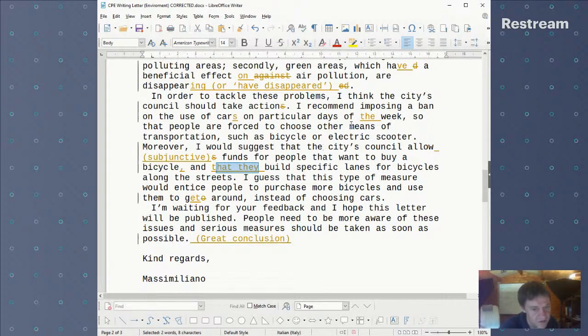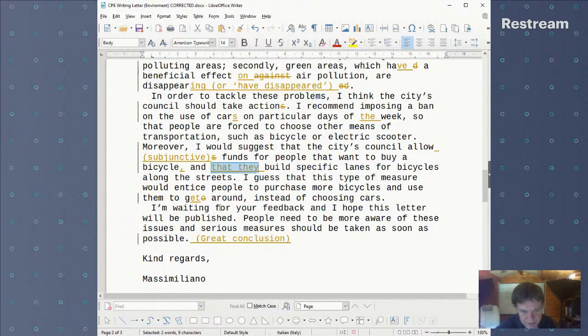Yeah, then we've got two subordinate clauses starting with that. I would suggest that blah blah blah blah blah, comma, and that blah blah blah blah blah. It makes it much clearer to read. I hope you can see that if you don't include that, then it sounds like people that want to buy a bicycle and build, but the people don't want to build anything.